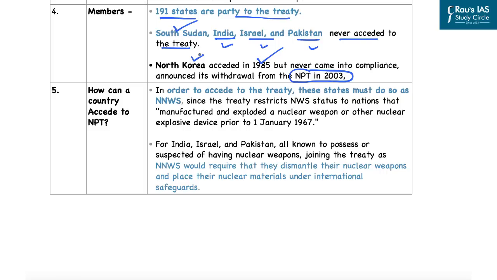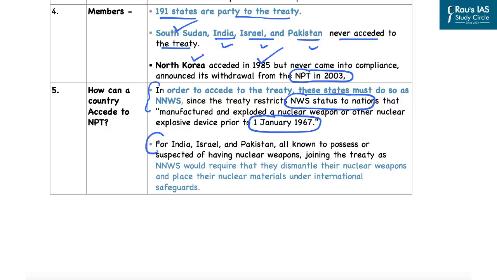So in order to accede to this treaty, these states must do as the non-nuclear weapon states have done in the past. Now in this line, we are aware that the treaty restricts the nuclear weapon status to only those nations that had manufactured and detonated a nuclear explosive device prior to a date which has been set up, that is prior to 1st January 1967. So any country which has detonated the nuclear explosive device after the 1st January 1967 cutoff date, which includes India, Israel, Pakistan and North Korea, all have detonated their nuclear explosive device after 1st January 1967. And that is why to accede to the non-proliferation treaty, countries like India, Pakistan, Israel and North Korea will have to dispose of their nuclear weapons.